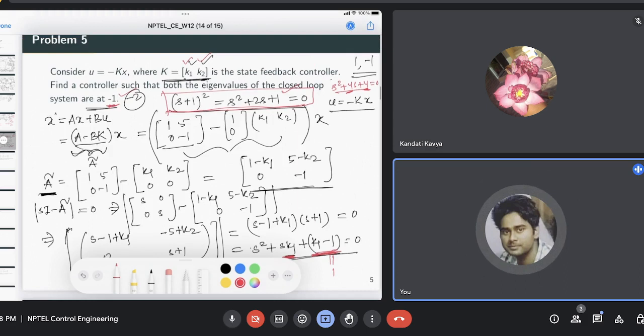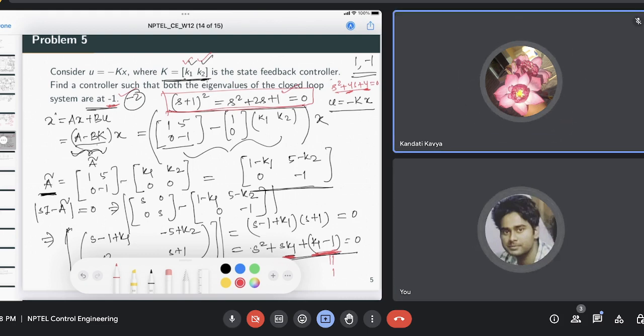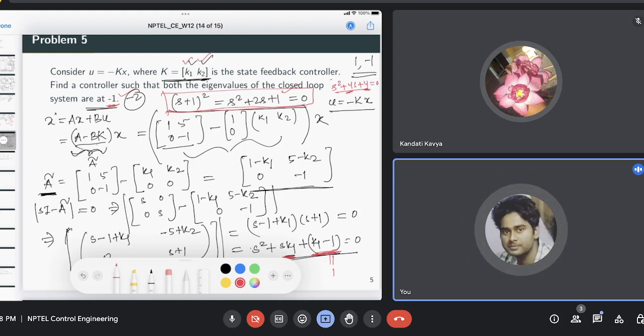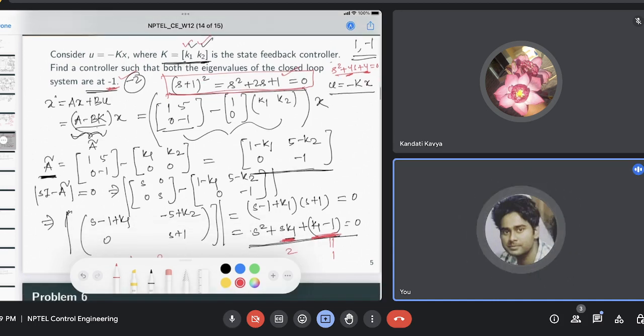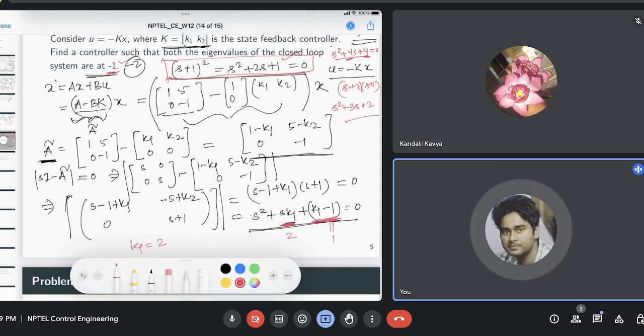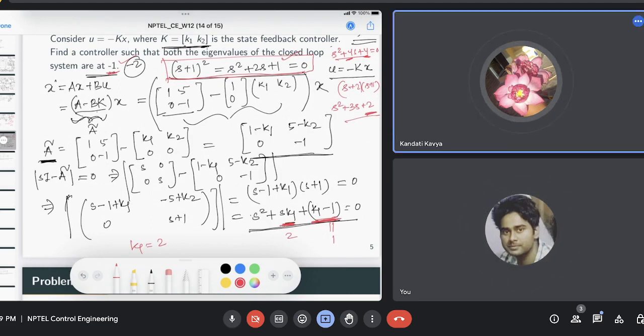Now the question is, can I place the first eigenvalue arbitrarily and the second one at minus 1? Can I do that? Yes, it is possible, right? For example, let us choose the first one as minus 2 and the second one as minus 1. Then what will be the characteristic equation? It will be (s plus 2) into (s plus 1), so it will be s square plus 3s plus 2, right? Now you see that you can choose k1 to be 3 and this coefficient will automatically be 2, right? So is it clear now?